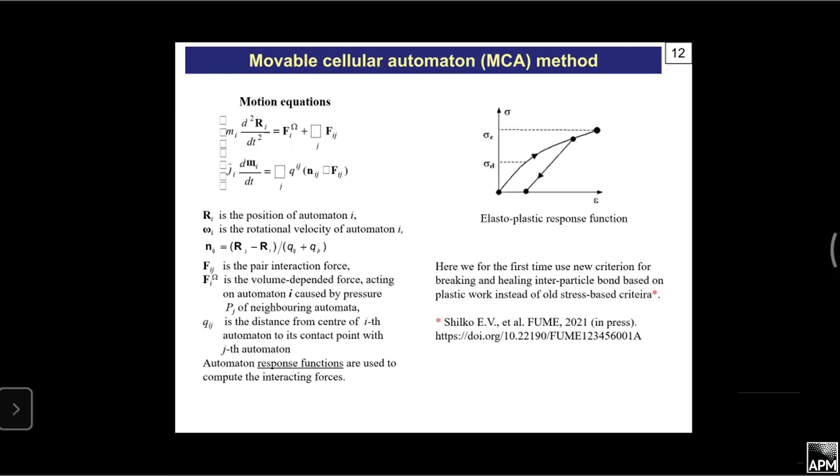And I should note that here we for the first time used the new criterion for breaking interparticle bonds. It's a criterion based on plastic work energy instead of the old stress-based criterion. More details about this criterion and its implementation in the framework of our method, you can find in the reference.